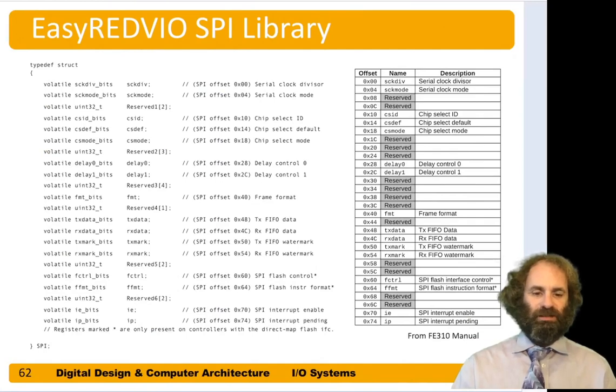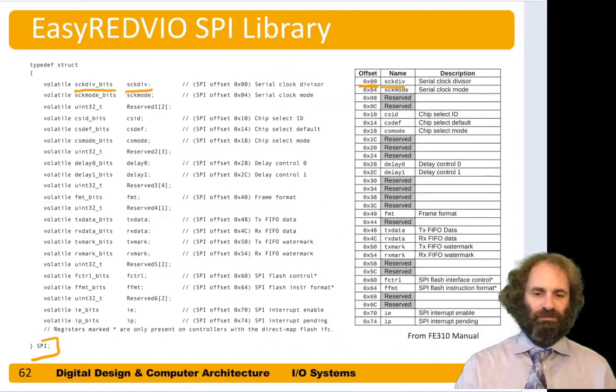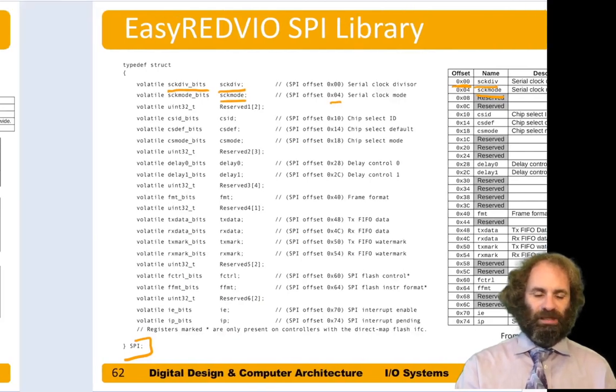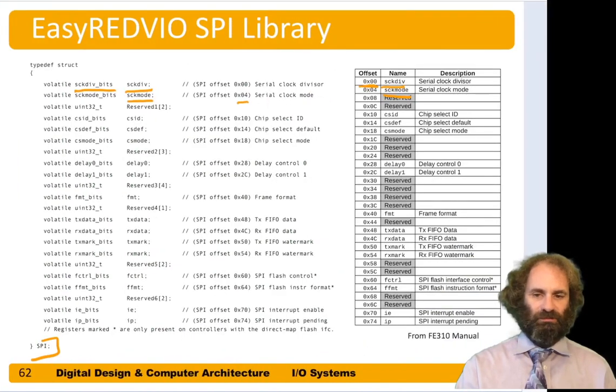Now we can declare a structure for the overall SPI memory mapped I/O. At an offset of 0 is the S-clock div. So the first thing in the structure will be S-clock div, and it will be of type S-clock div bits, which is what we defined up here with 12 bits for the divisor. Next will be S-clock mode. It's right here, at an offset of 4, and that was of type S-clock mode bits, with 2 bits specifying the phase and polarity, the other 32 unused.